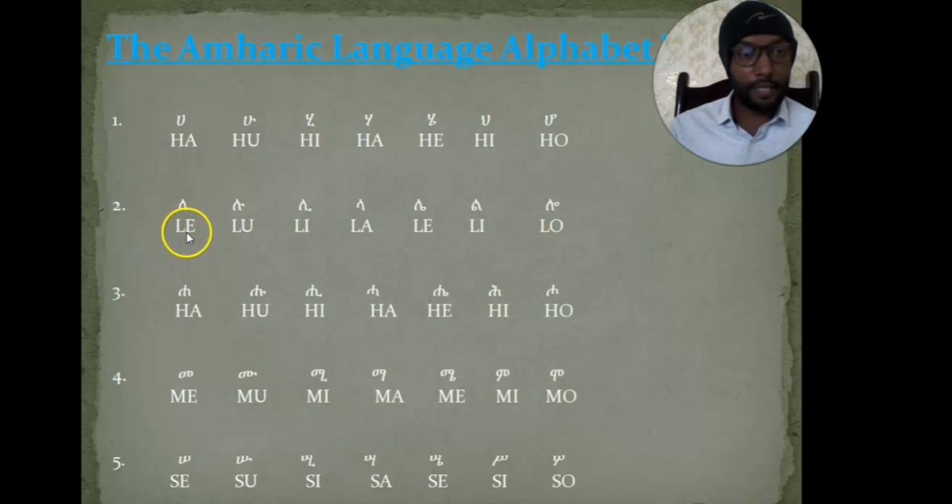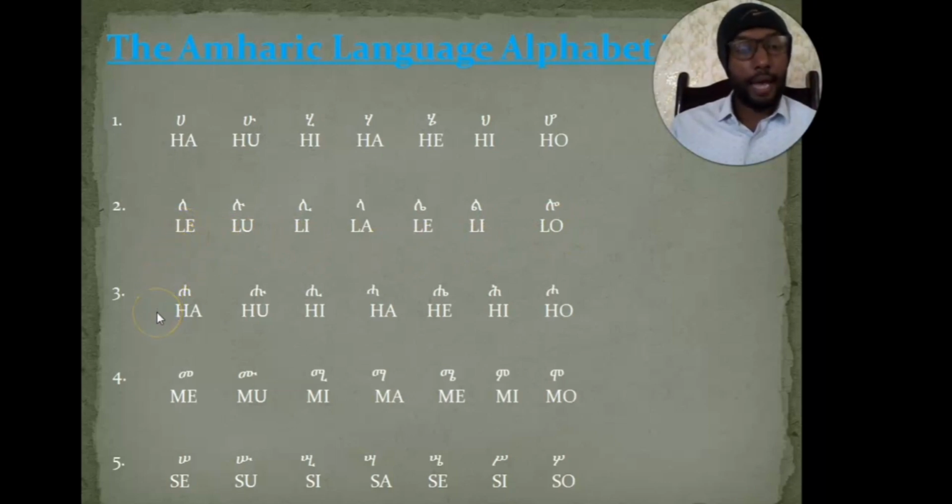Okay? So the second Amharic alphabet is called La. In English, the second English alphabet is B. The first one is A, the second one is B. So in Amharic, the second Amharic alphabet is called La. Okay? This one. And its subgroups are Lu, Li, La, then Le, and the last one is Lo, under the basic alphabet La. So the second Amharic alphabet is called La. Okay? Next, the third.